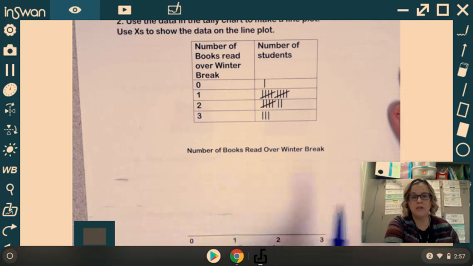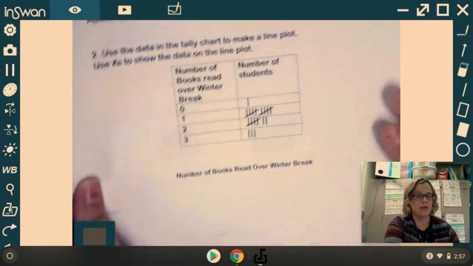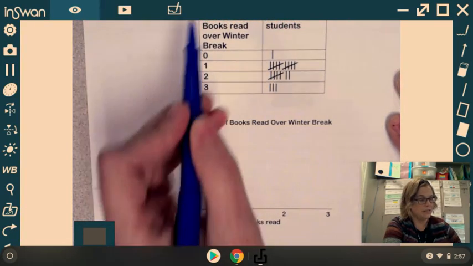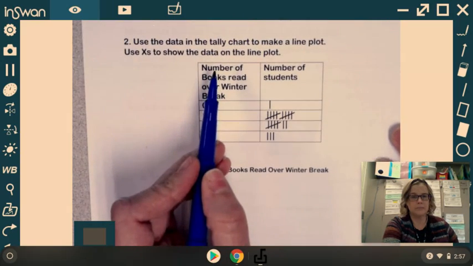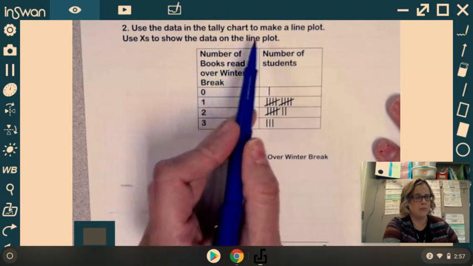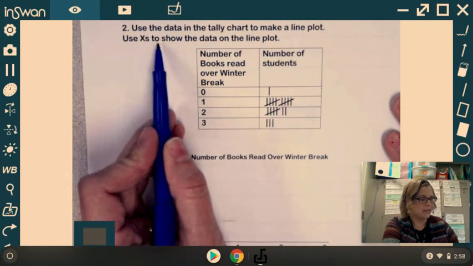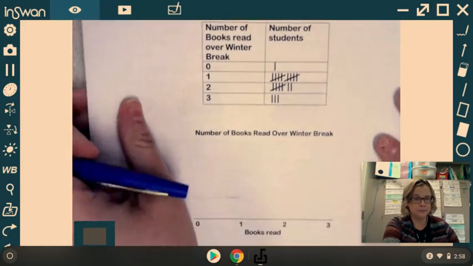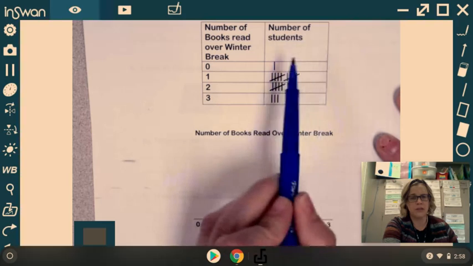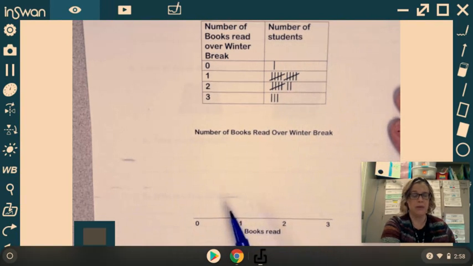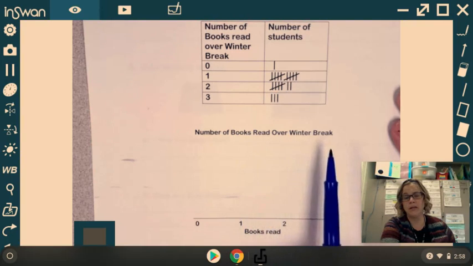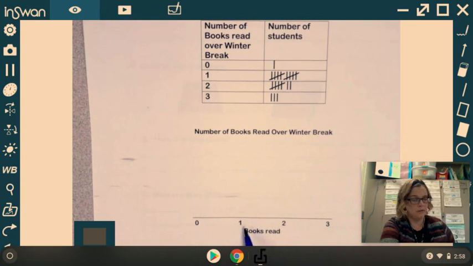So now that I know my numbers, I'm going to draw in my picture or my line plot. And the directions tell me for my line plot that I have to use X's to show the data on the line plot. So I've got my numbers here. I'm going to put it down here in my line plot. The title is the number of books read over break. I've got 0, 1, 2, and 3 books read.